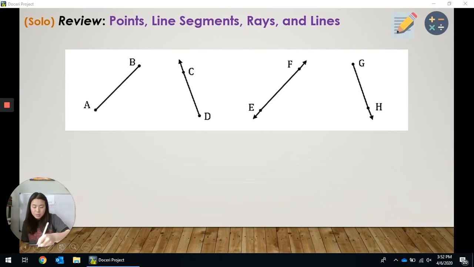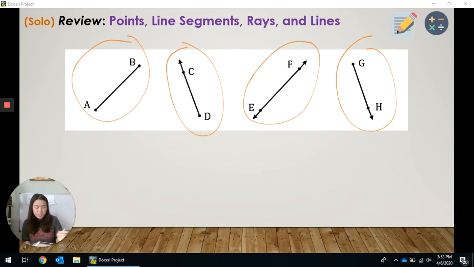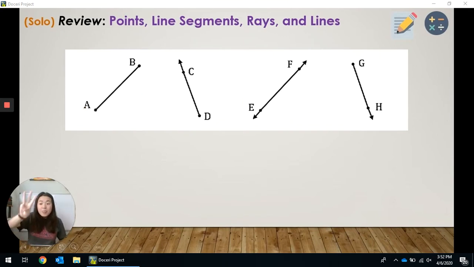So what is this one? What is this one? What is this one? And what is this one? So for example, if you think this one is a line, you'll write line, and then you'll write A, B with the symbol for a line. I'm going to give you a hint. A, B is not a line. Okay? So pause the video in 3, 2, 1, pause.